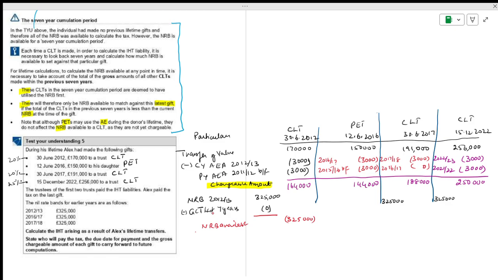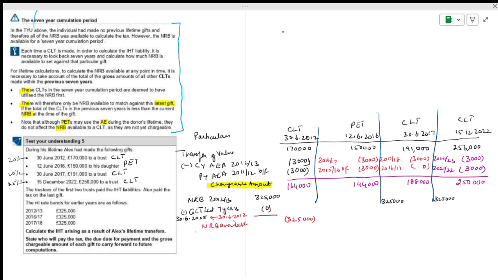From when it is happening, it is happening on the date 36/2012. We have to go back 7 years. Is it right? We have to go back to 36/2005. You have to write like this, otherwise marks will not be given.